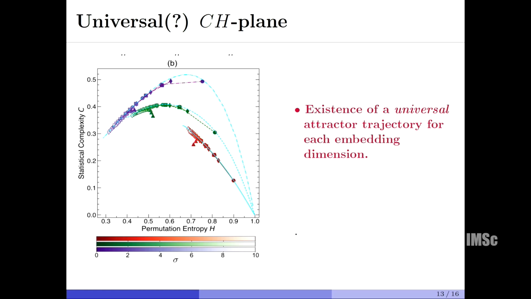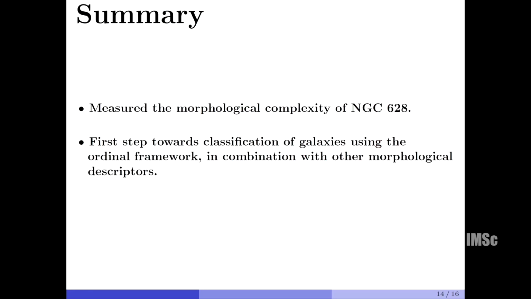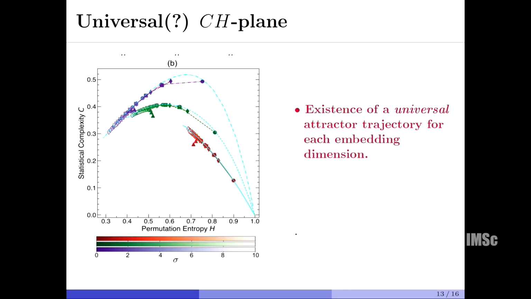Okay, so I think I am close to the end. This is my summary. I have just studied the morphological complexity of this galaxy, NGC 628, and this is the first step towards classification of galaxies. I am hoping to apply this to a large set of galaxies and see how they distribute, particularly in this plot. Where do they lie? Thank you.